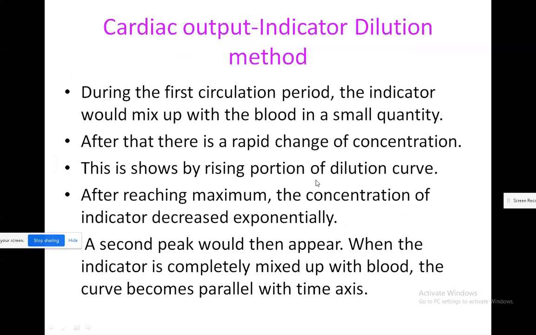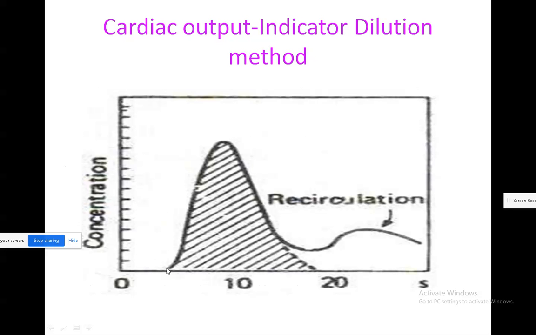Here they have given this point. During the first circulation period, the indicator would mix up with the blood in a small quantity. After that, there is a rapid change of concentration. This is caused by the rising portion of the dilution curve. So at the start you inject a small amount of indicator into the blood, and you get this curve. After that you add more indicator to the blood, so you get the peak level.